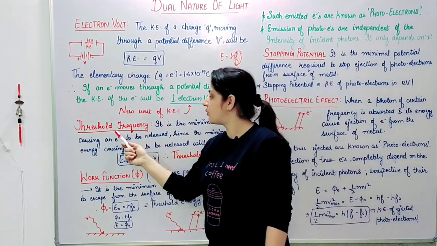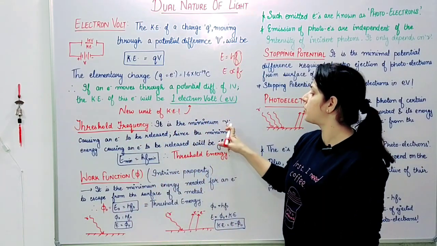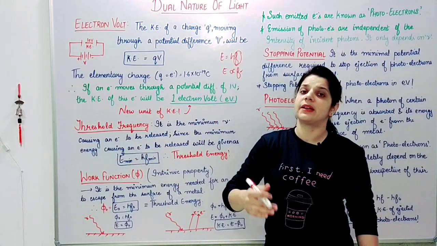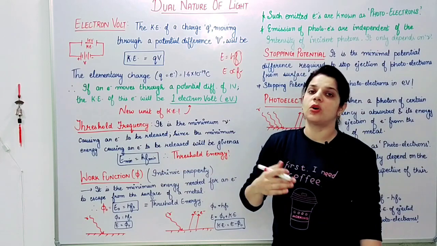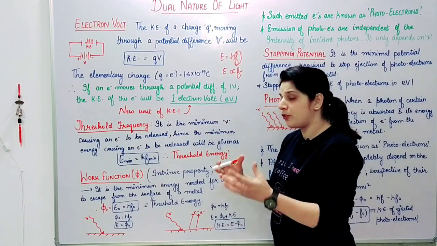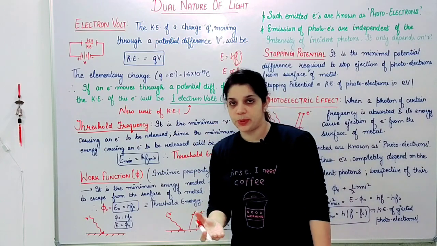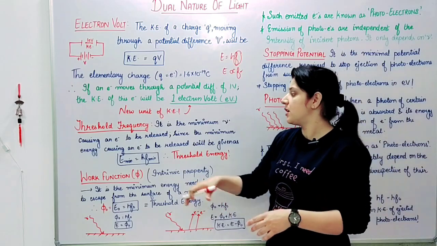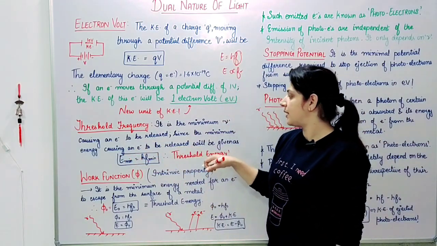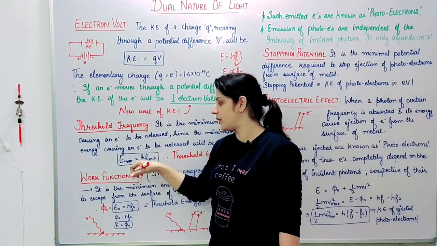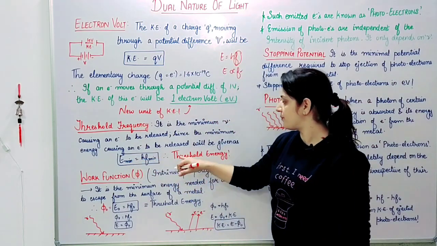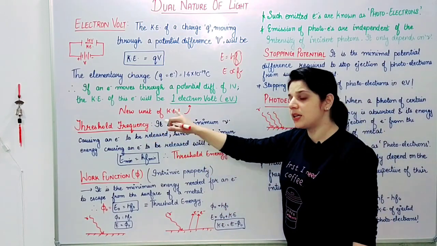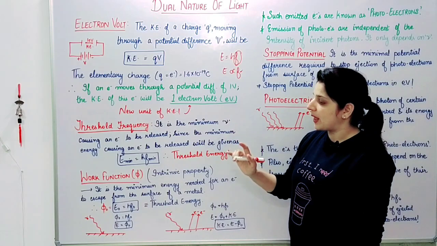When we are talking about the threshold frequency, it will be the minimum frequency which will cause an electron to be released or ejected from where? From the surface of a metal. And since the minimum energy is what causes an electron to be released, it will be given as E minimum, which is h f minimum. This will be my threshold energy, the threshold frequency corresponding to threshold energy.